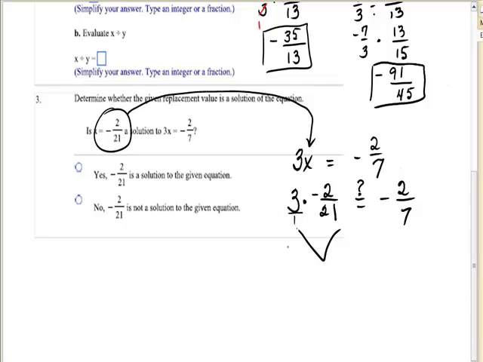Put the 3/1. Can you bow tie? Yes. 3 goes into itself once. 3 goes into 21 7 times. What does that leave me with? 1 times negative 2 is negative 2, and it's over 7. And this side is negative 2 over 7. So they are equal, and the answer is yes. That's a slightly different use of a replacement value. Okay, now you do your homework problems.